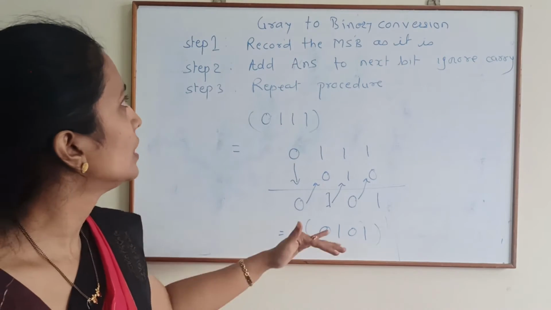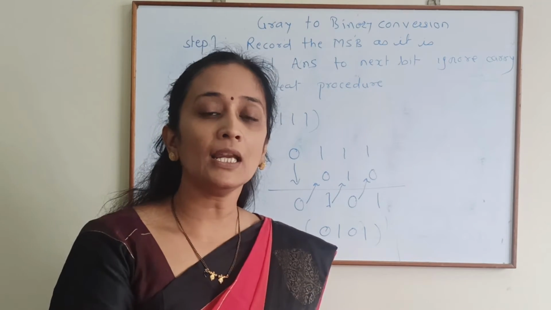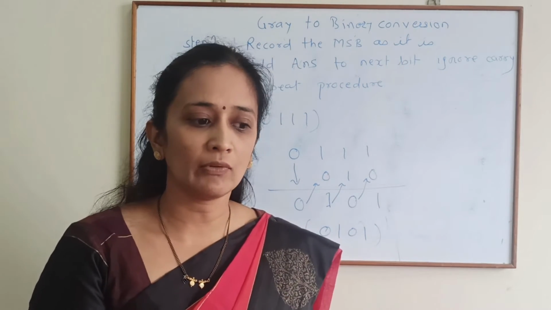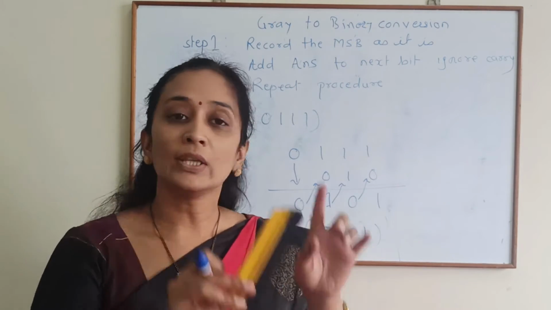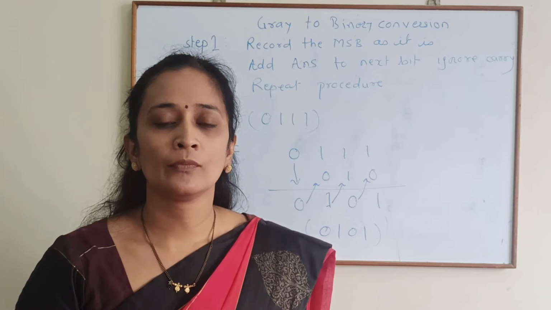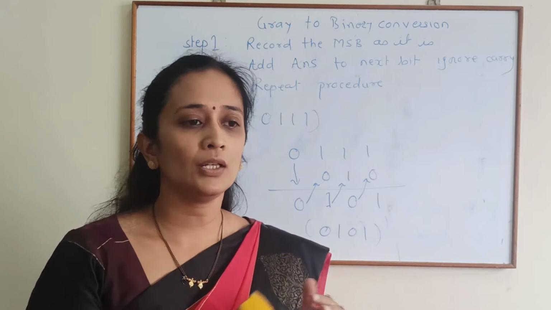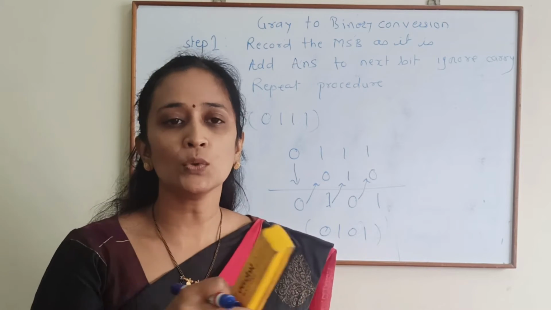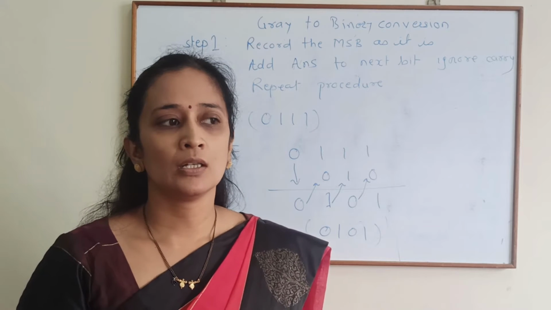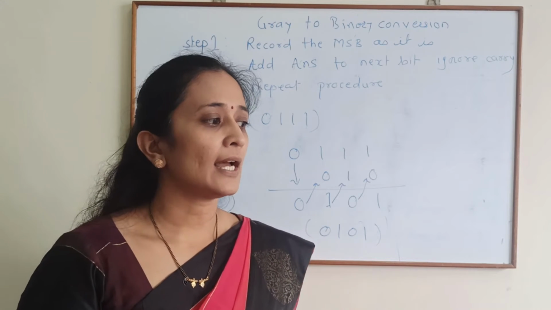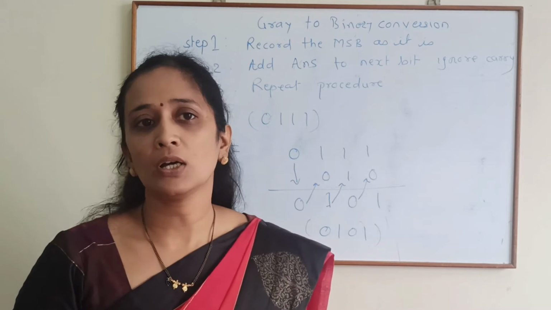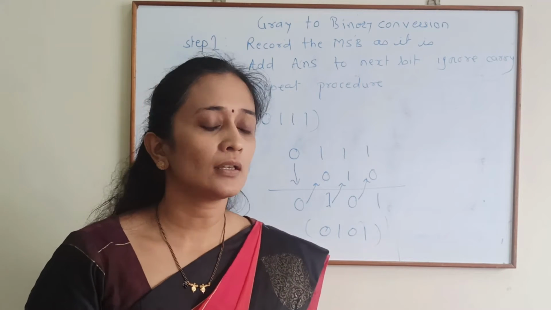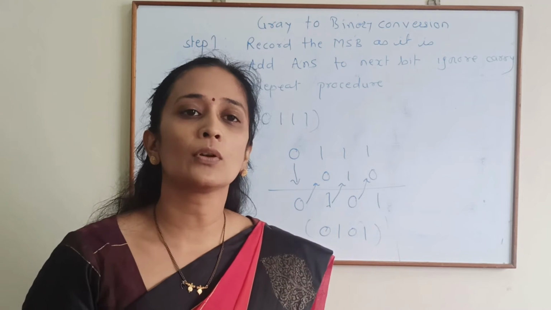This is the procedure to convert from gray to its binary equivalent. What we have seen: what is gray code, how that table will be, and how to convert binary to gray and gray to binary equivalent. The question they may ask is, write a note on gray code. Those points you have to write. How many names are there for gray code? Total 3 to 4 names are there.